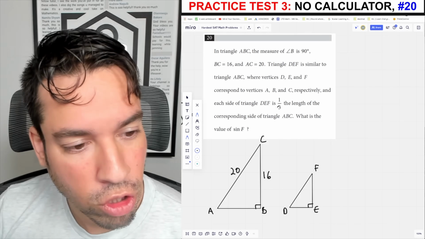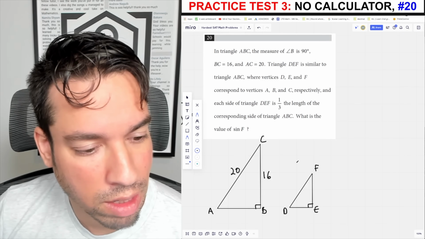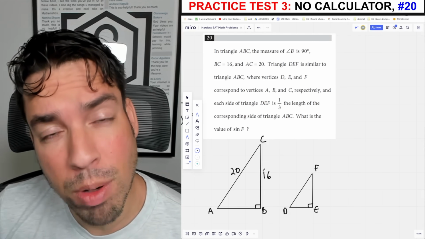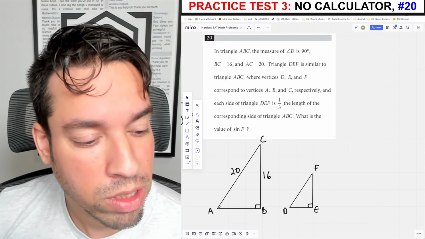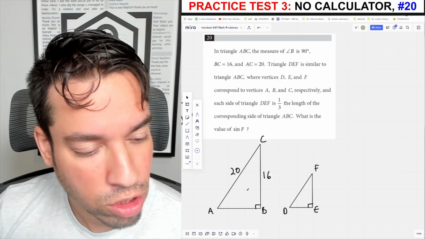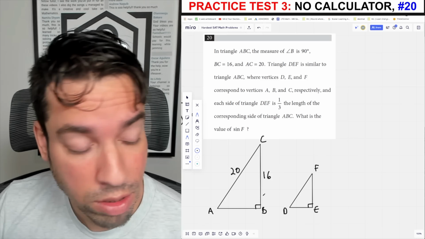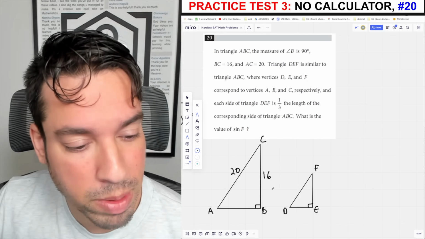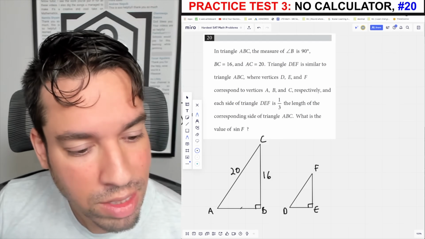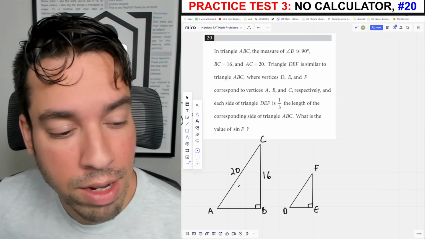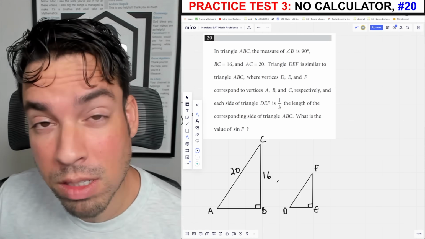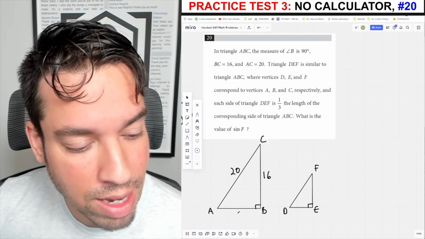Then it says each side of triangle DEF is 1/3 the length of the corresponding triangle ABC. I'm going to pause on that information. I'm not going to designate anything yet, but first I want to fill in AB. If you caught this, that's great. If you don't, you can use Pythagorean's theorem. But this is a 3, 4, 5 right triangle. The College Board loves to use 3, 4, 5s, and it's a multiple of that, but it's still a 3, 4, 5, which means this side is 12.